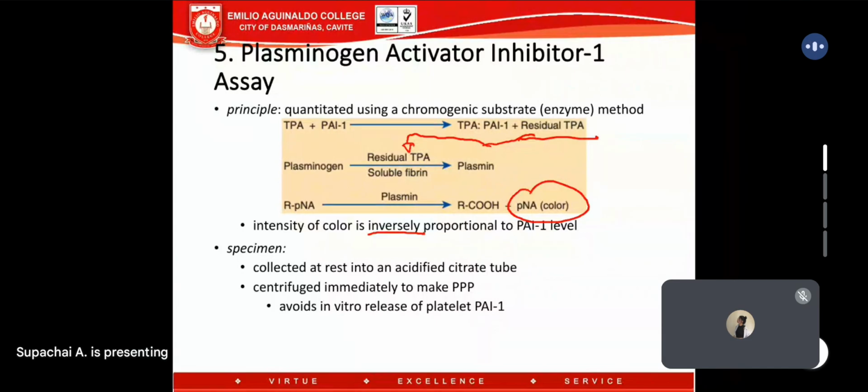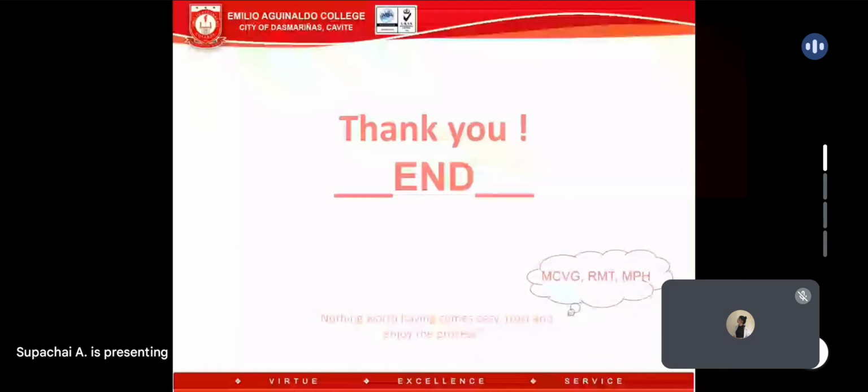So again, just a reminder, when collecting the specimen, you have to collect the specimen while the patient is at rest and acidify right away the citrate tube, centrifuge immediately to make a platelet poor plasma and avoid in vitro release of platelet PAI1. So that's about it, and thank you very much.